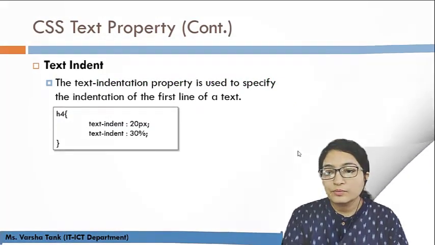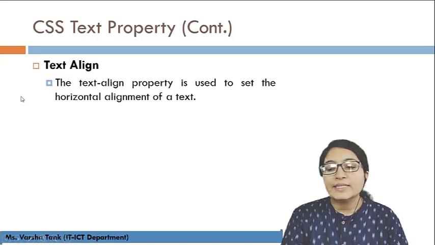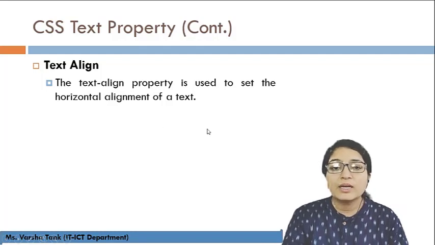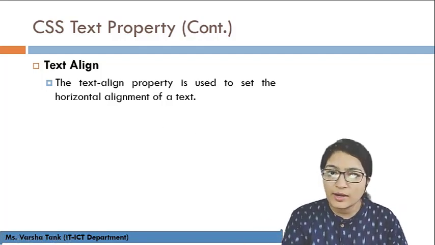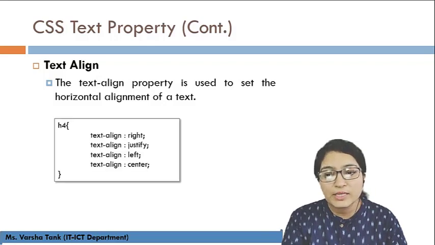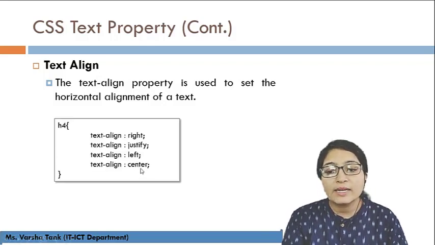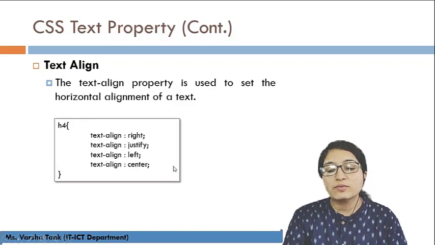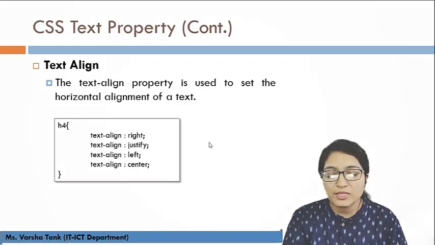So now let's see the text alignment property. The text align property is used to set the horizontal alignment of the text, whether it is left justified, right justified, or justified from both the sides, or you can justify it in the center. You can define it in a center. So this property has four values, that is right, left, justify, and center. So this you can use to define the justifications on the web page.